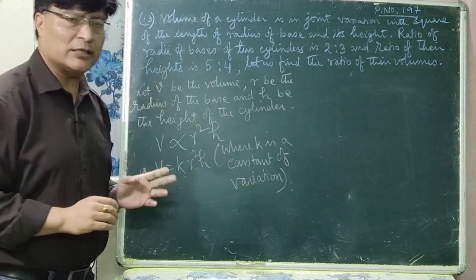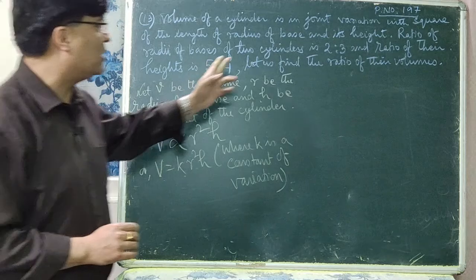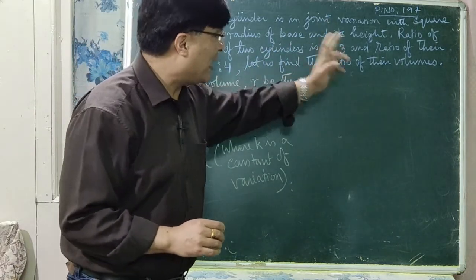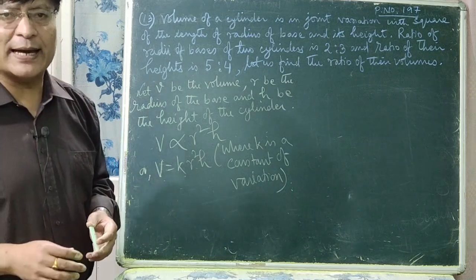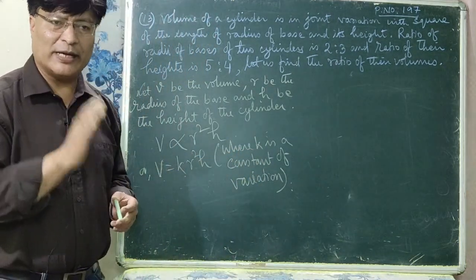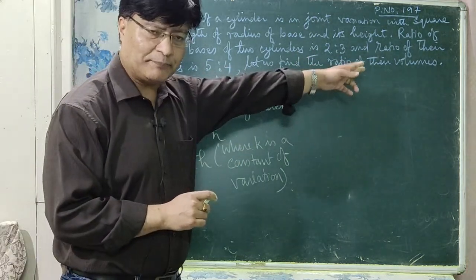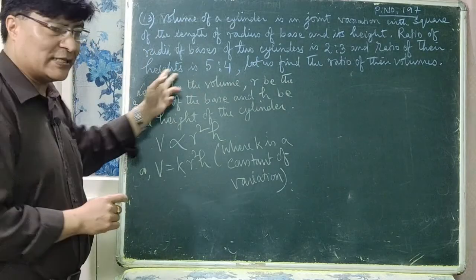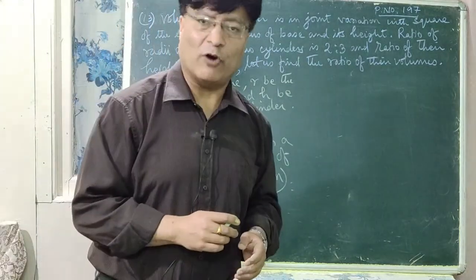So in the question it is given that the ratio of the radii of the bases of two cylinders is 2:3 and the ratio of the heights is 5:4. So you have to find the ratio of their volumes.